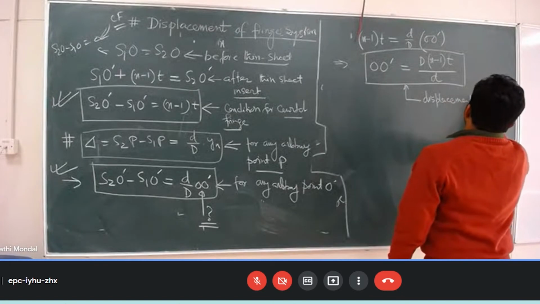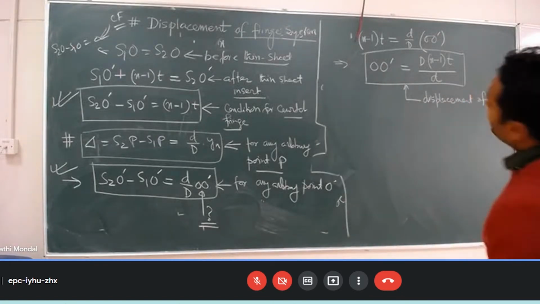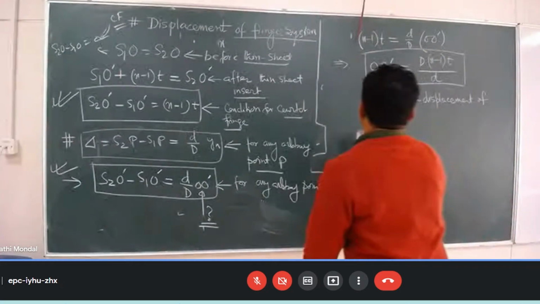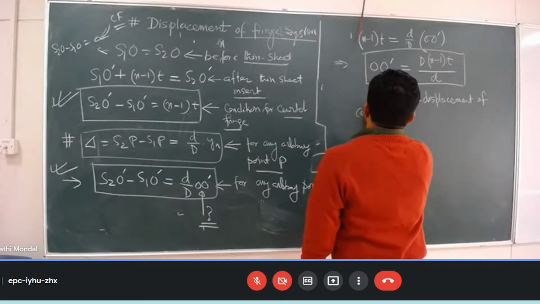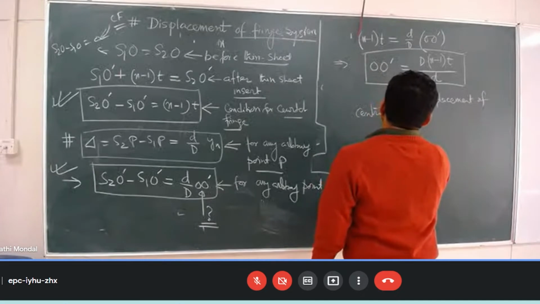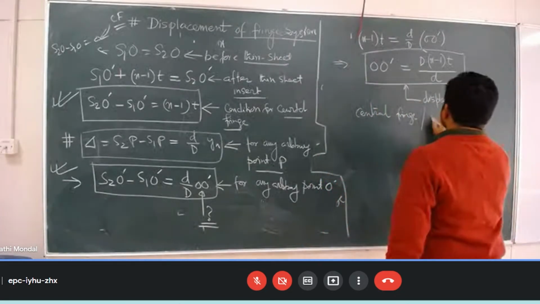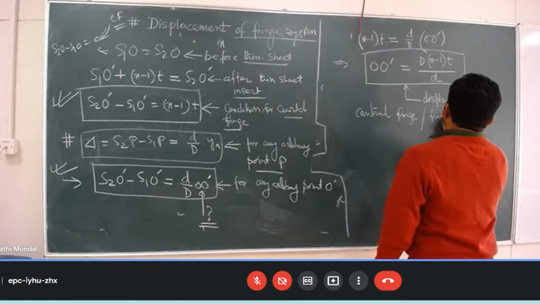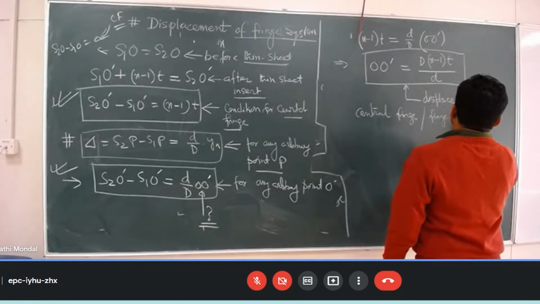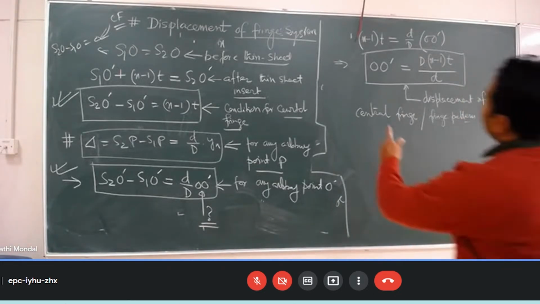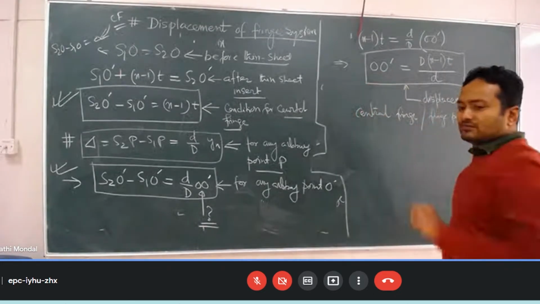displacement of the central fringe, or call it the total fringe system, the thing is the same. Displacement of the central fringe, or the fringe pattern. Okay, so now by experiment you can calculate this one, o dot.